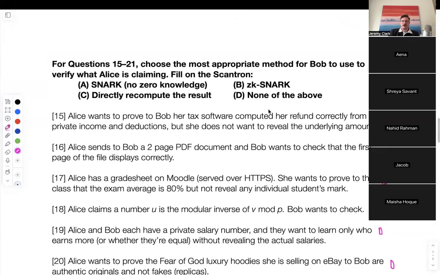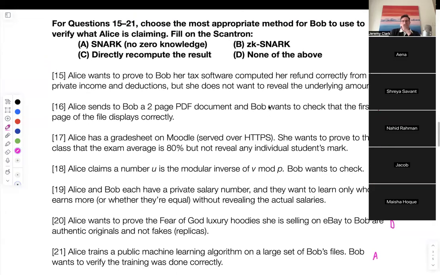Okay. The next set of questions deal with just sort of identifying when a snark is appropriate or not appropriate. So there's four options. You can just do a basic snark without the zero knowledge component. So all the inputs are known, but it helps to do a snark. You'd rather verify a proof than directly compute the result.